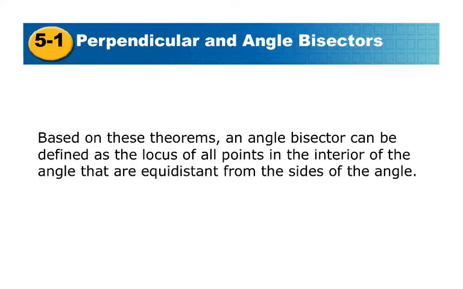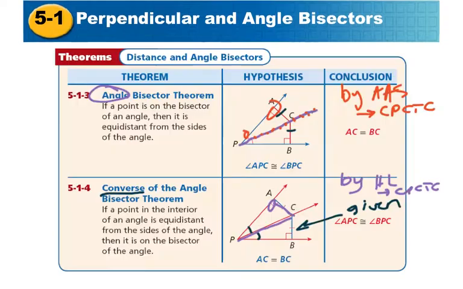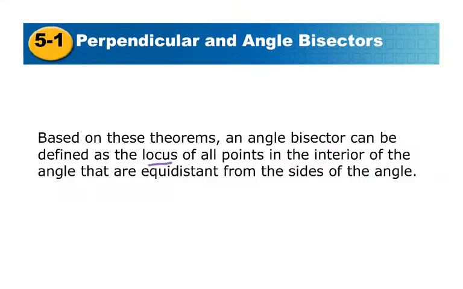So, based on these theorems, an angle bisector can be defined as the locus of all points. So again, as I kind of drew in this previous one, these are the locus of all the points. This angle bisector is the locus of all the points that are equidistant from the sides that make up that angle.